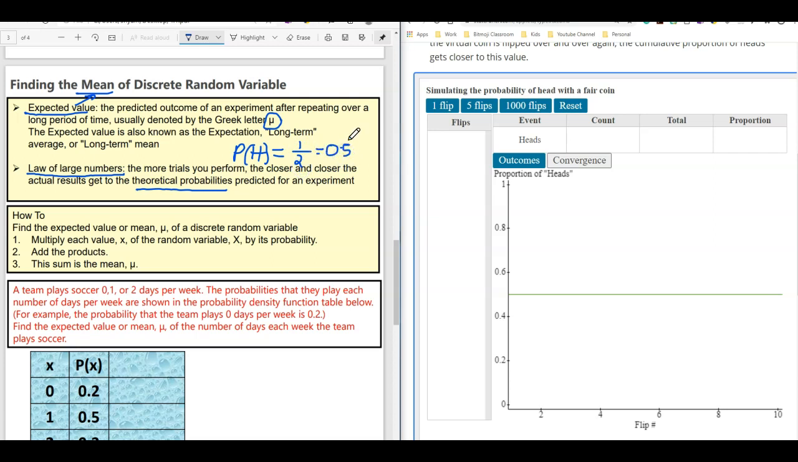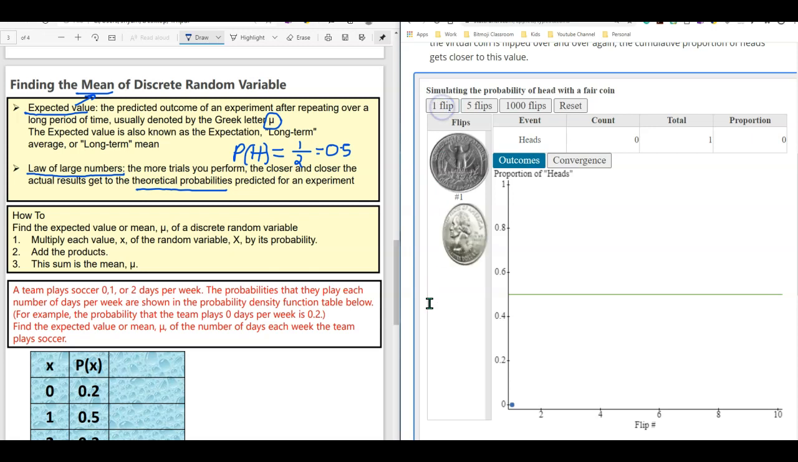Now let me show you how they derived this. On the right-hand side, I have an applet. So let me flip a coin. You see, I have a tail, so the probability of getting a head is 0. Does that mean the probability of getting a head is 0? No. I'm going to flip one more time. Again, I have a tail.